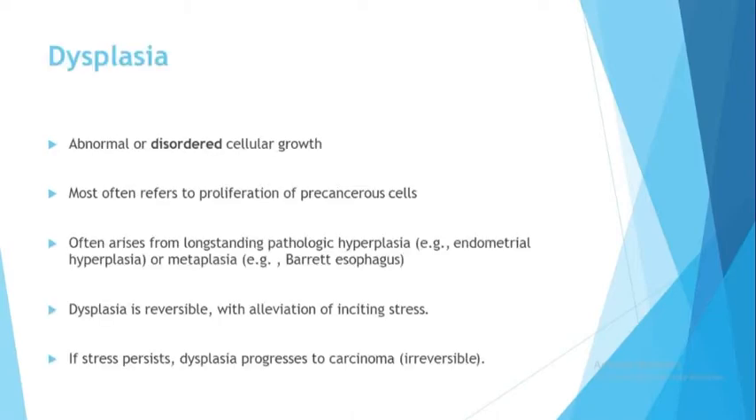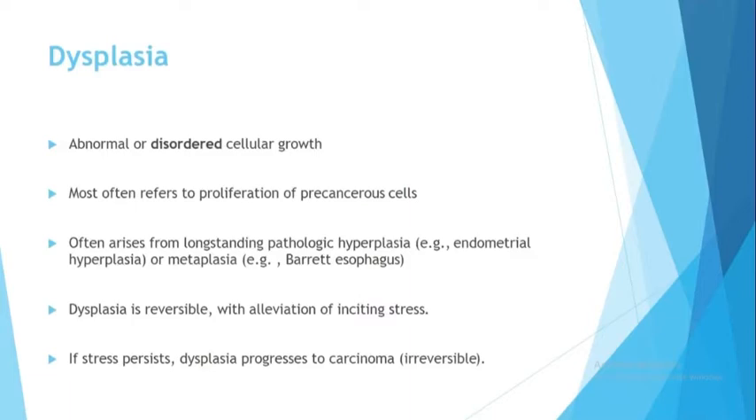So here we're done with cellular adaptations. We talked about hypertrophy, hyperplasia, atrophy, and metaplasia. And for now, we're going to discuss a couple of changes that are not considered a part of cellular adaptations. However, they are really important to understand. The first one is dysplasia. Dysplasia is abnormal or disordered cellular growth, and that is how I remember it. Dysplasia, disordered cellular growth, and it most often refers to proliferation of precancerous cells.